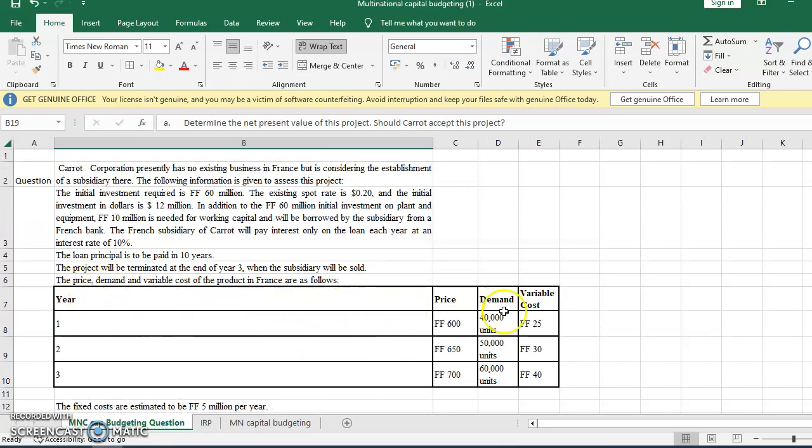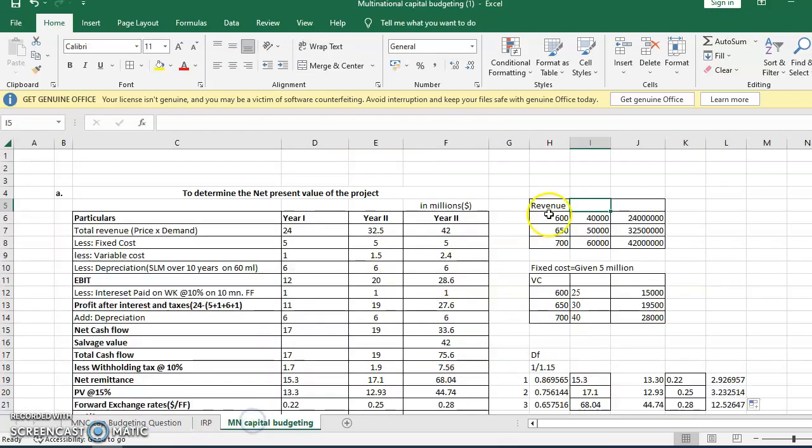So look at this. This is the data that is given to you. And I have taken the price as well as the demand. 600 into 40,000 is 2 crores 40 lakhs. So we have simplified it and taken it as 24. Likewise, 650 into 50,000 is 3 crores 25 lakhs, 32.5. And 700 into 60,000 is 4 crores 20 lakhs, which is 42.